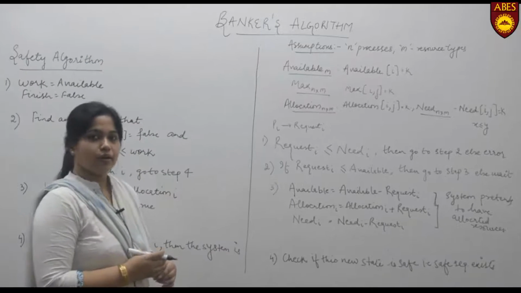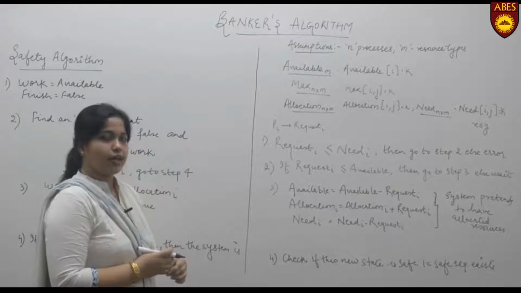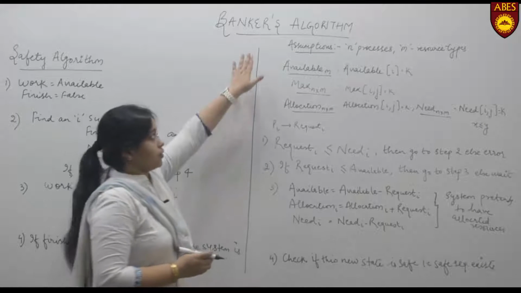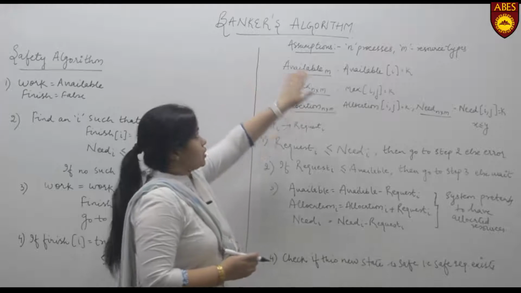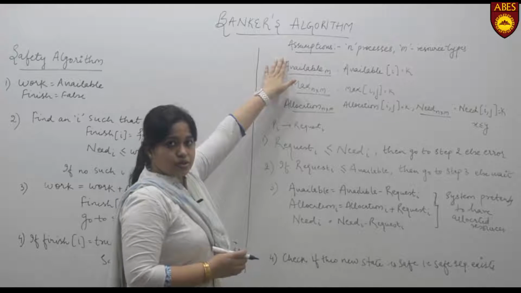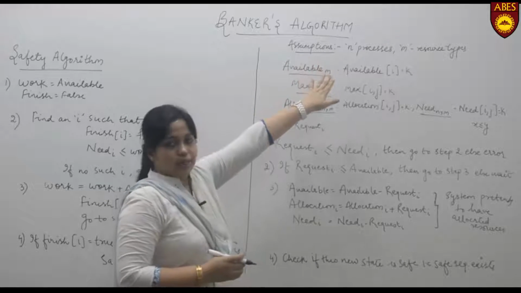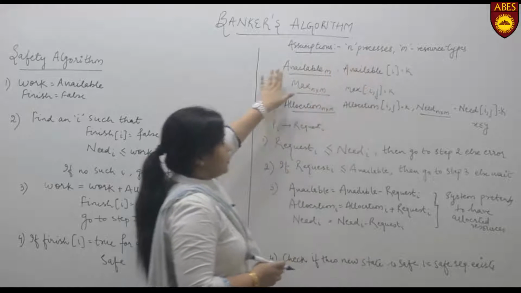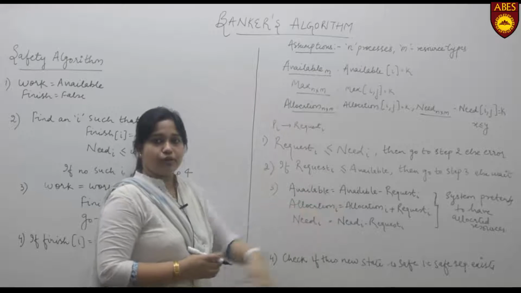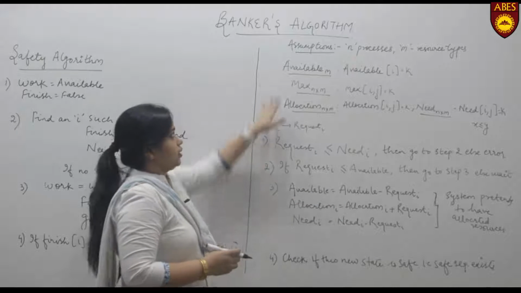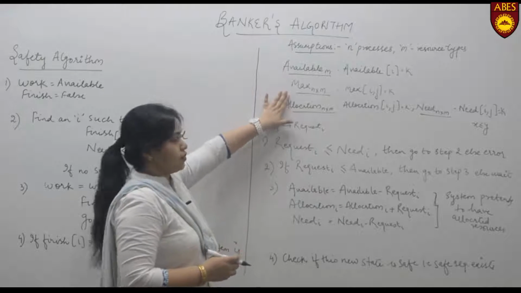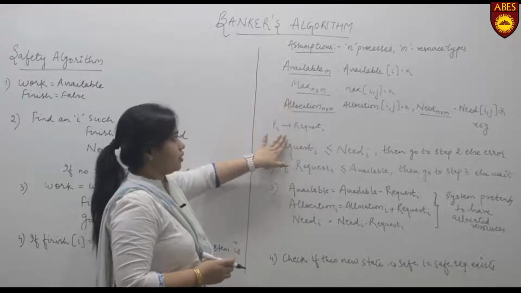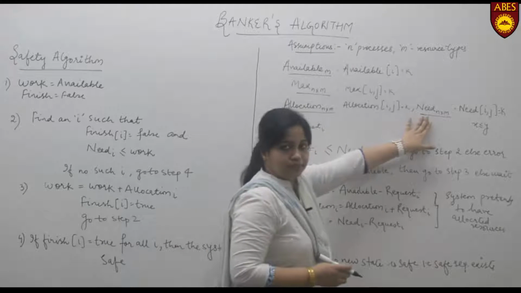Hello everyone. In this lecture, I would like to explain the banker's algorithm, which assumes that we have n processes and m resource types, and makes use of various data structures like available, maximum, allocation and need matrix.